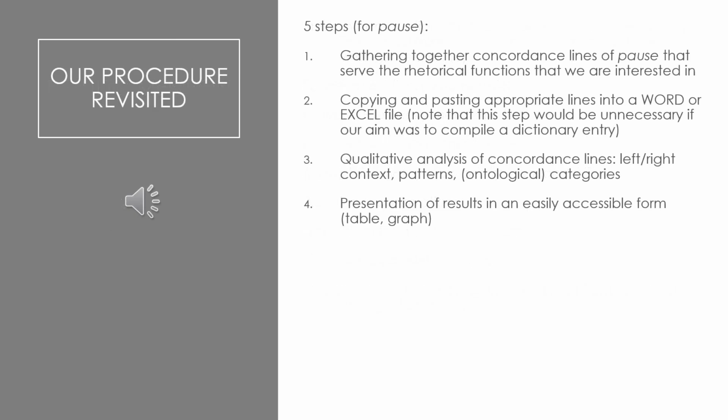Now, the procedure for pause is not at all dissimilar to the one for mention. 4 steps in this case. In a way it's a little easier. So again, we collected concordance lines of pause that serve the rhetorical functions that we're interested in. We then copied the lines into a Word or Excel file. Then we did a qualitative analysis of the concordance lines, looked at the context, the patterns, ontological categories, and we'll have a look at the results in the form of a table again, which is an easily accessible form.